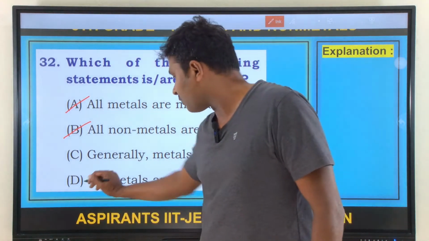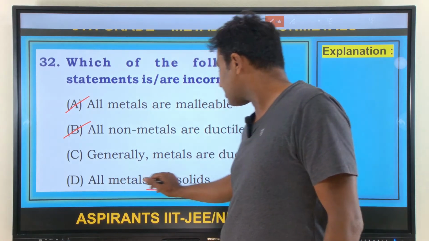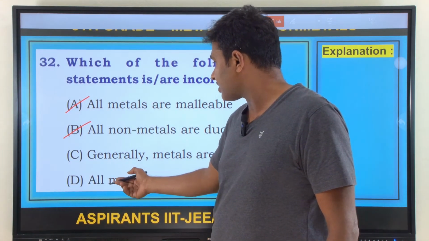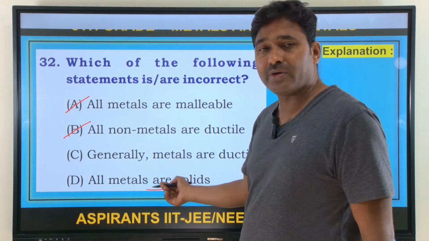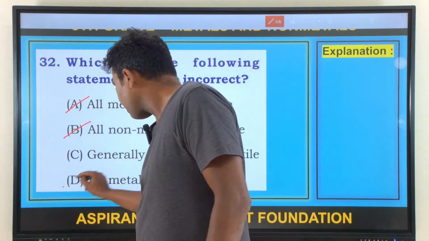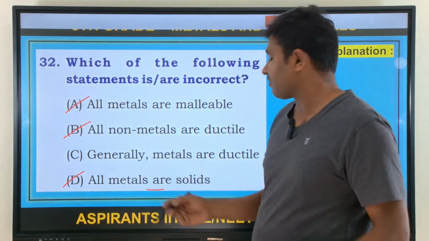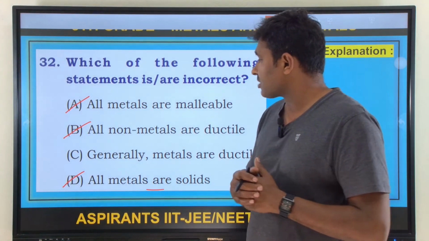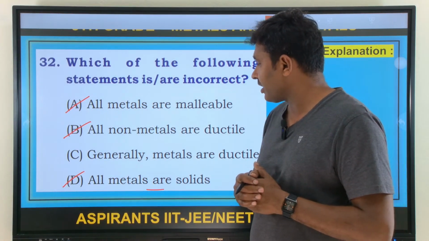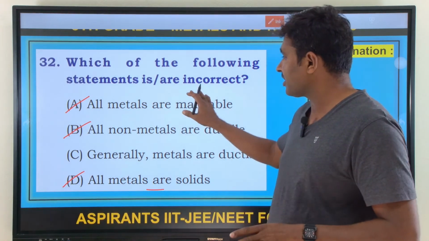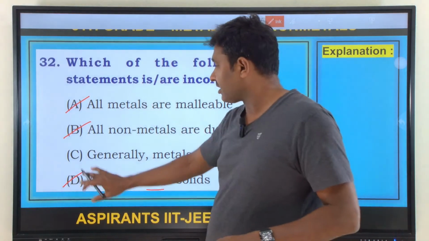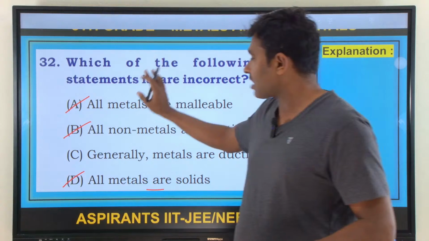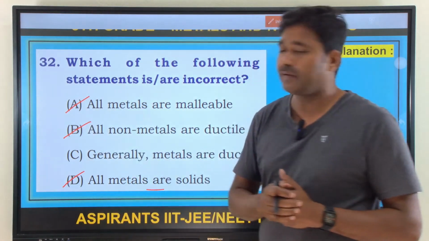Now we come to the fourth statement. All metals are solids. Is this a correct statement? No, it is incorrect. Why? Because mercury is a liquid metal. So which options are incorrect? A, B, D. These are the incorrect statements we need to pick up. So the correct answer is A, B and D.